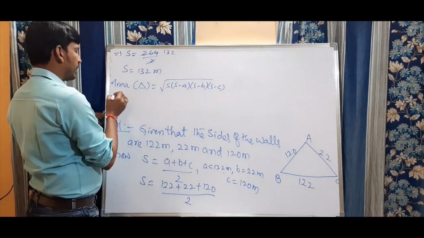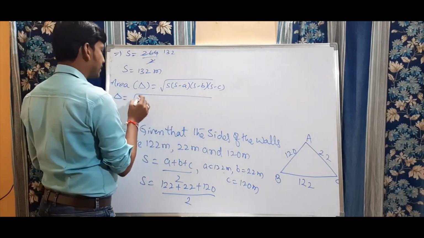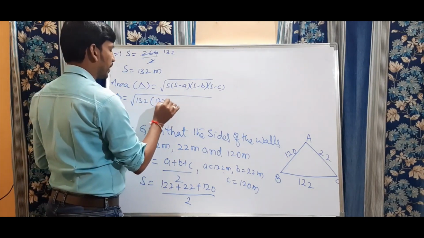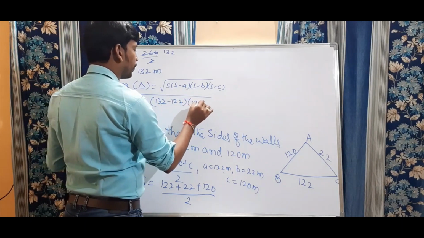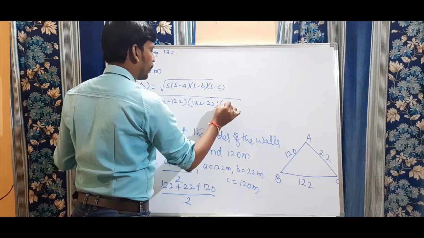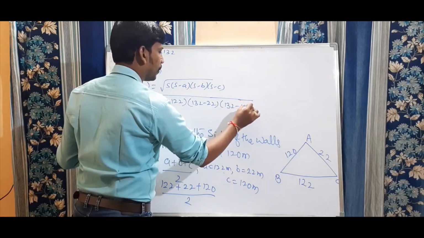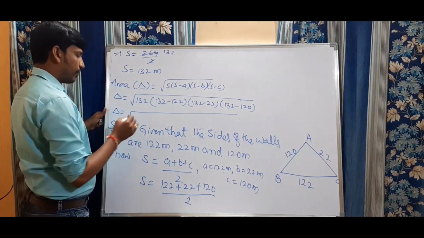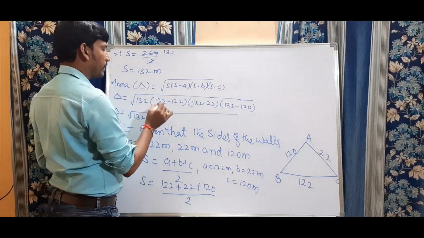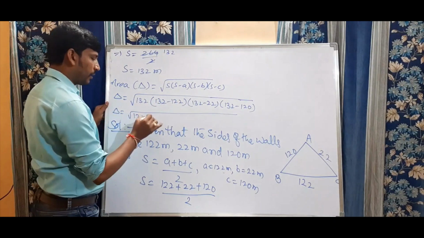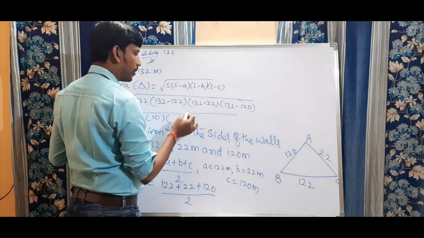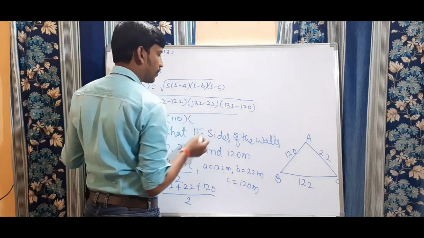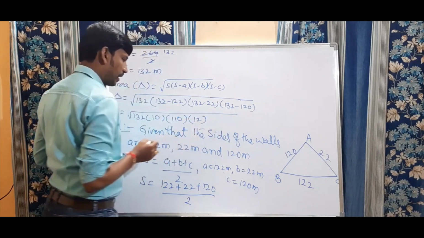Clear? Now by substituting, delta is equal to under root of S, which is 132, into 132 minus 122, into 132 minus 22, into 132 minus, what is the last value? 120. Now delta is equal to under root of 132 into 132 minus 122, that is 10, into 132 minus 22, that is 110, into 132 minus 120, that is 12. Is this clear, my dears?